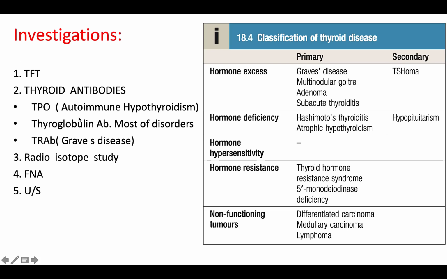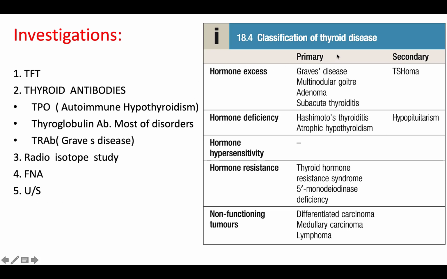Regarding the investigation, the first thing we do is the thyroid function test, like T3, T4, and TSH. Thyroid antibody for Graves' disease, and each disease has its own antibody; we mention it later. And the radioisotope study, and finally the aspiration and ultrasound.